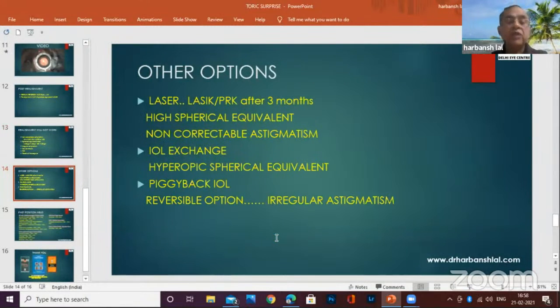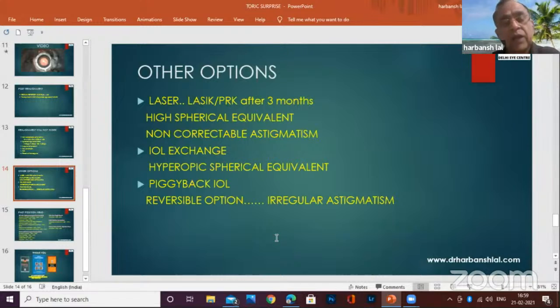And other options are, of course, laser, which could be LASIK or PRK after 3 months, particularly if there is a high spherical equivalent. That means if there is a refractive error along with the astigmatic error, and if there is a non-correctable astigmatism, then this is the best option. And IOL exchange, I prefer in a hyperopic spherical equivalent. That means if the lens has been put in underpowered and the patient has +1, +2, because LASIK may not work so well in hyperopic patients.